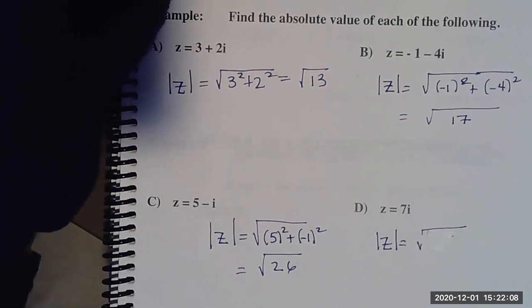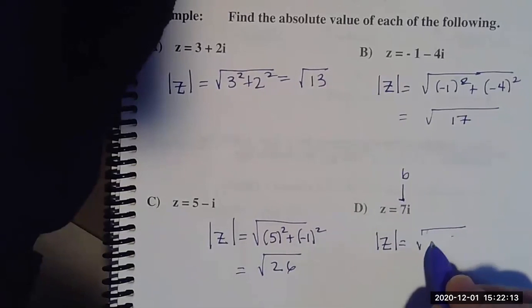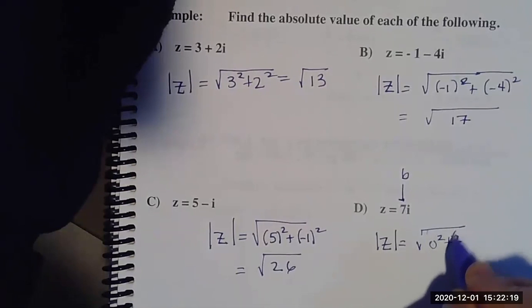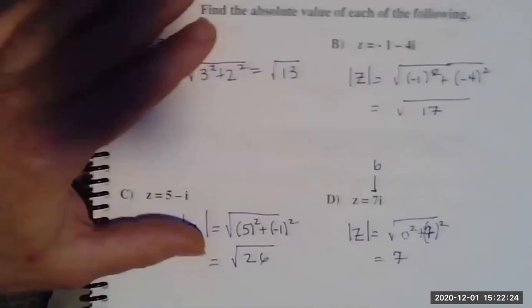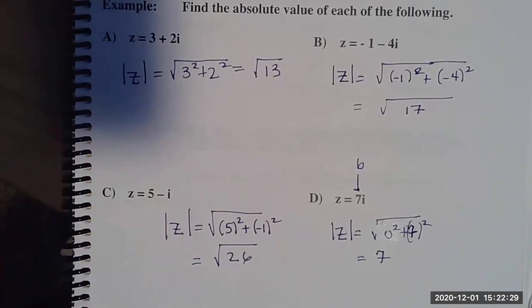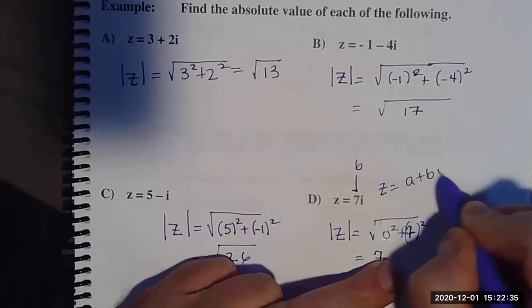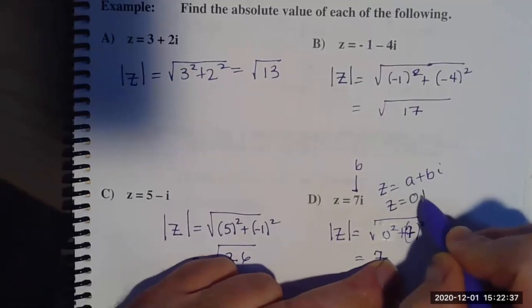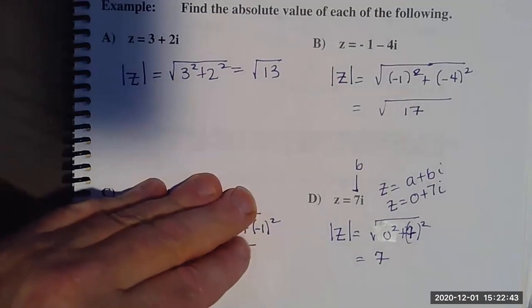Remember, it says a squared plus b squared. This is my b right here. So the square root of 49 is 7. Remember, come on, you guys, you know that. Okay, a plus bi: 0 plus 7i. So a is 0. Flip the page.